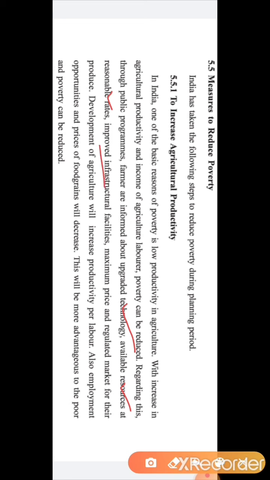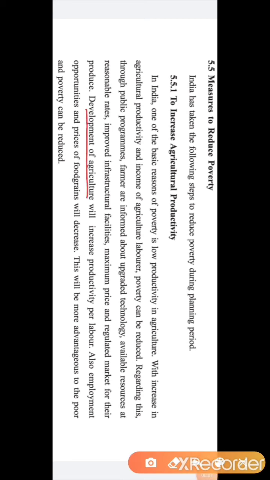Then improved infrastructure facilities: irrigation facilities were developed by the government for the farmers. Maximum price and regulated market for their produce: for whatever the farmer produces, a regulated market was set up where they can sell and get the proper price for their produce. Development of agriculture will increase the productivity per labor. Also, employment opportunities will increase and the price of food grain will decrease.